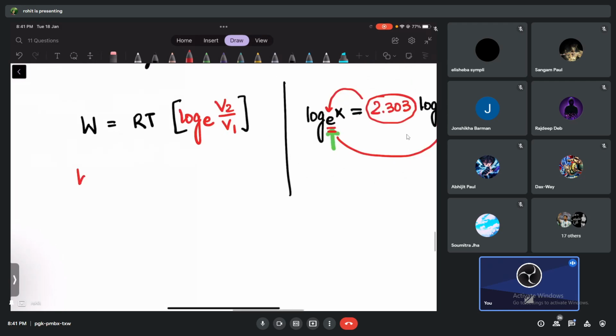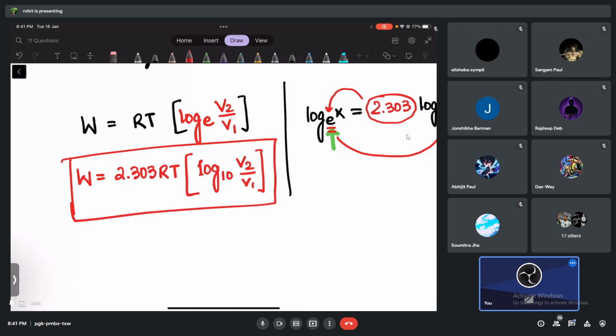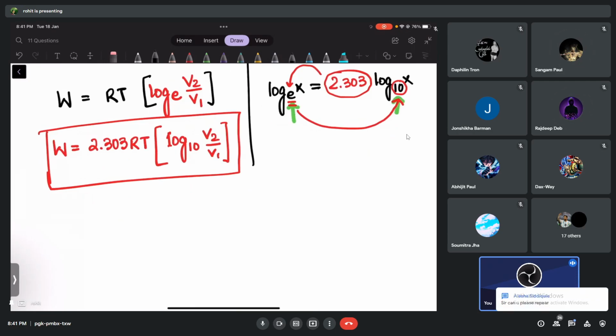Okay, so that is the step I'm going to do here. So w equals how much, guys? I'll write 2.303 RT. And then I'm going to write what, guys? Log to the base 10 and V2 by V1. Is it okay, guys, what I did just now? Check. Yes or no? Yes, sir. So this is fine.